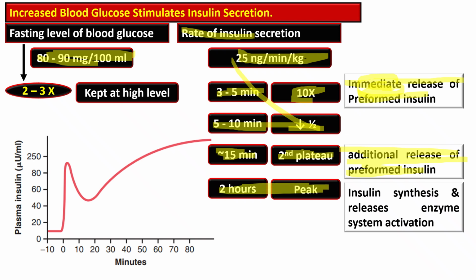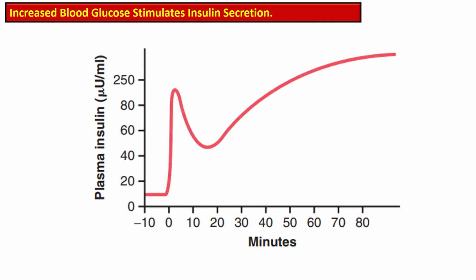So the key mechanisms involved in this biphasic secretion of insulin: in phase 1, there is immediate release of the insulin, then long-term stabilization of the blood glucose in phase 2. This concept is described in this graph, the biphasic pattern of plasma insulin secretion.